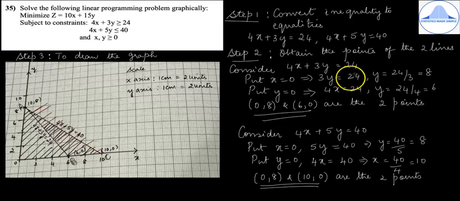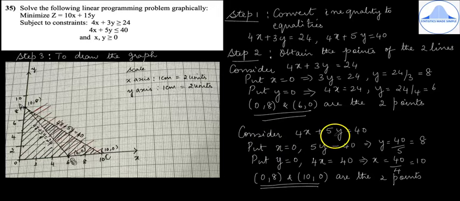So you'll get 3y is equal to 24 or y is equal to 24 divided by 3 which is 8. Similarly, put y equal to 0 in this equation. So you'll get 4x is equal to 24 or x is equal to 24 divided by 4 which is 6. So 0, 8 and 6, 0 are the 2 points of this line. Now take the second equation.